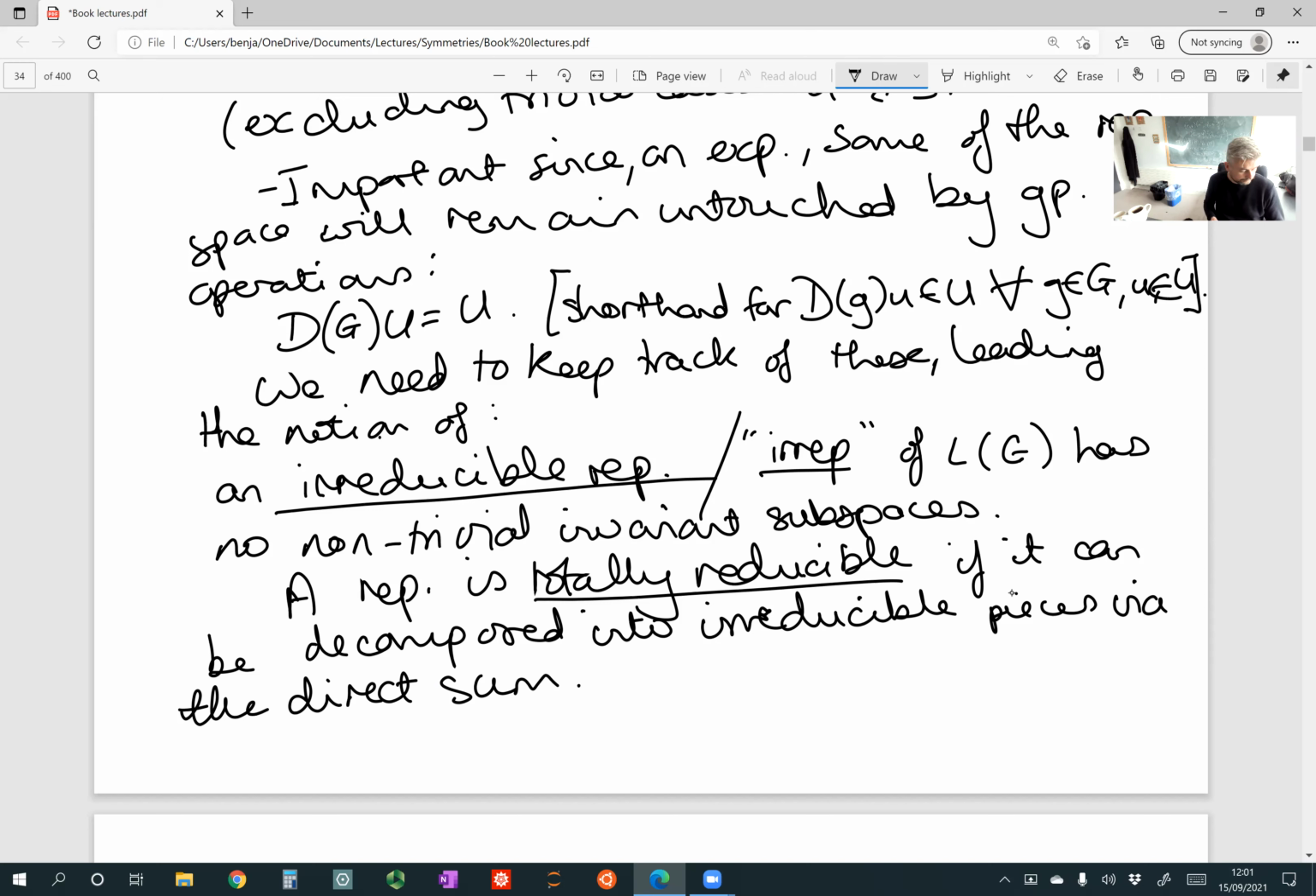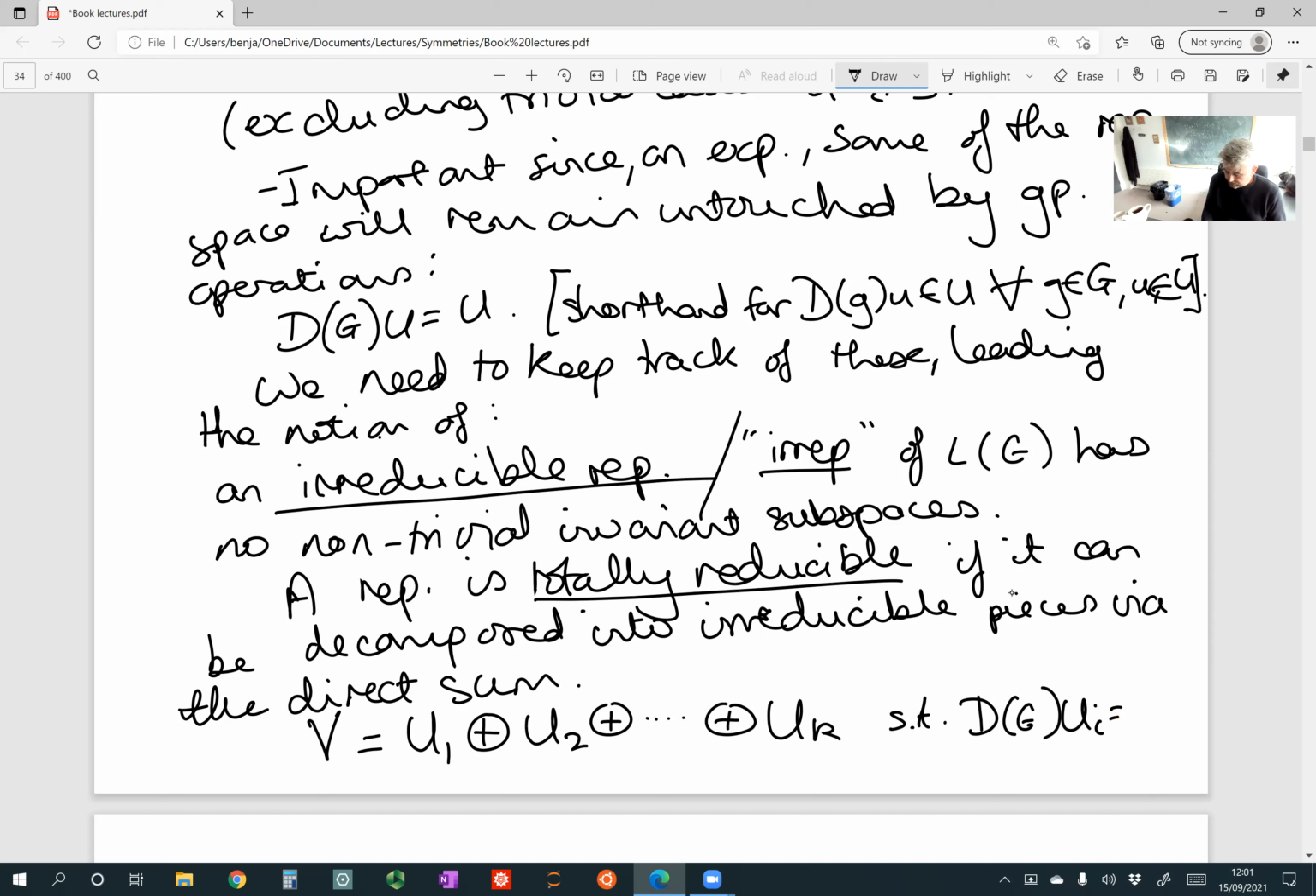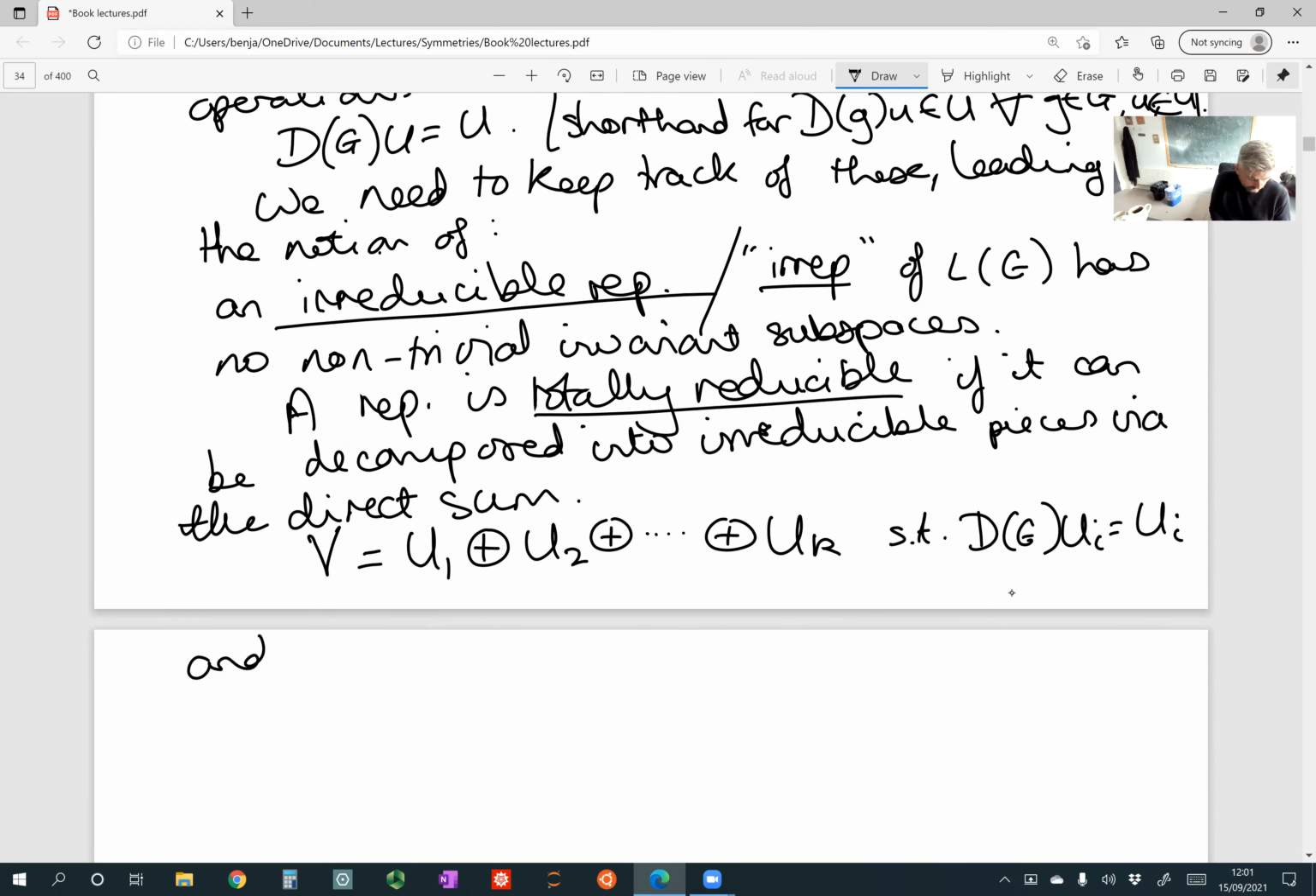So in other words, the representation spaces have a direct sum. So U_i is a representation space. D(g) acting on U_i just gives you back U_i, and D(g) restricted to U_i is an irrep.